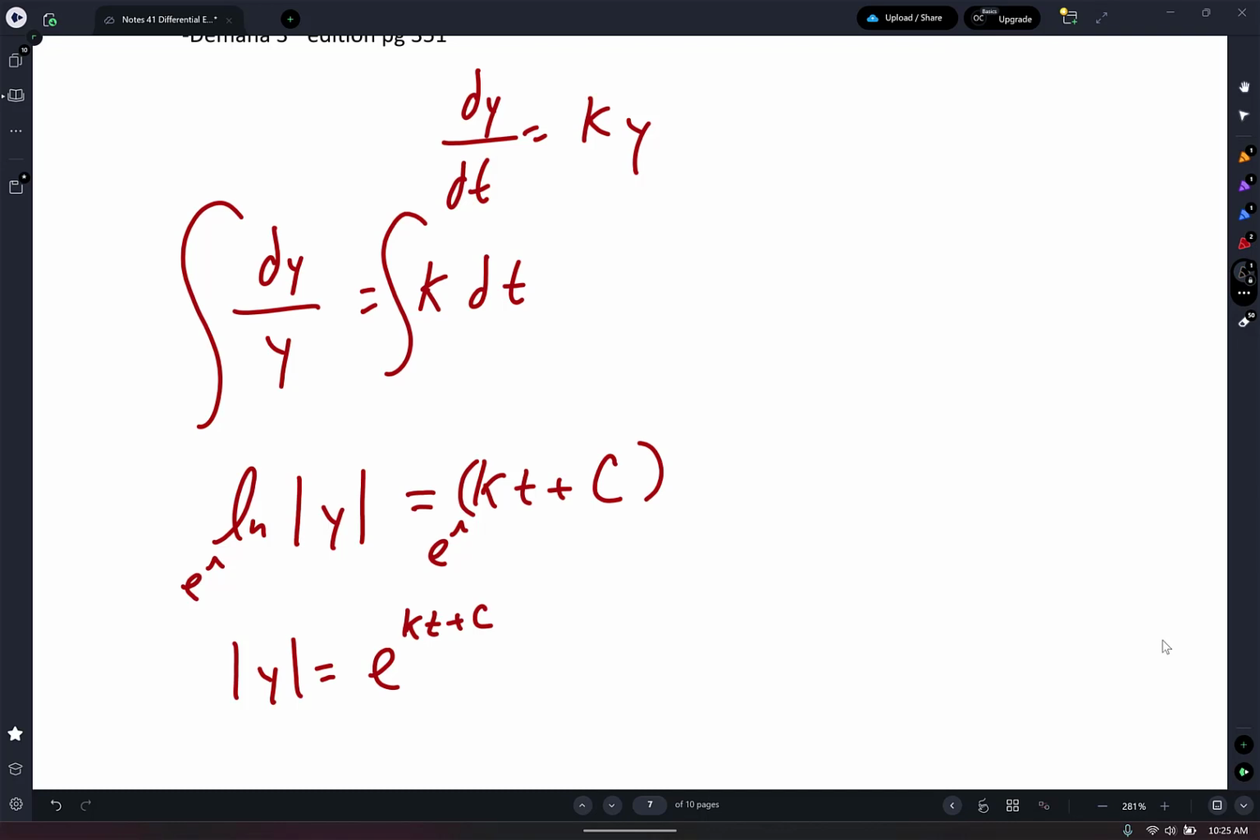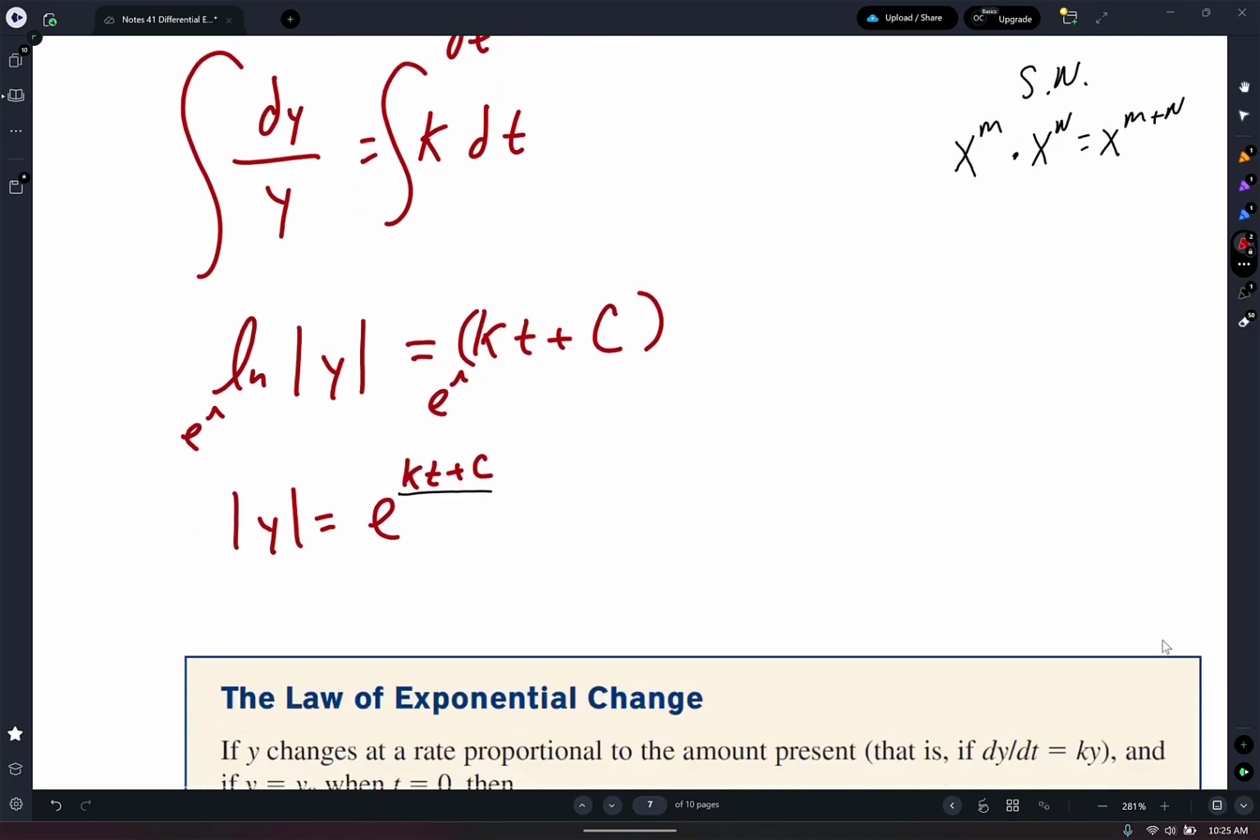On a side note, x to the power m times x to the power n equals x to the power m plus n. So I have an exponent with a plus on it. So I'm going to rewrite it, and I want you to notice e to the kt times e to the c. And that's absolute value of y. Are we still okay? Yes.